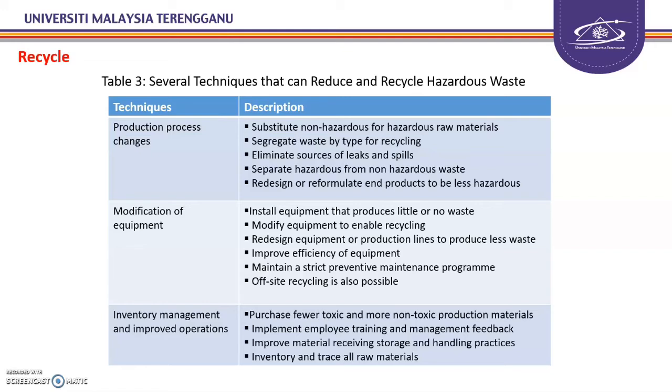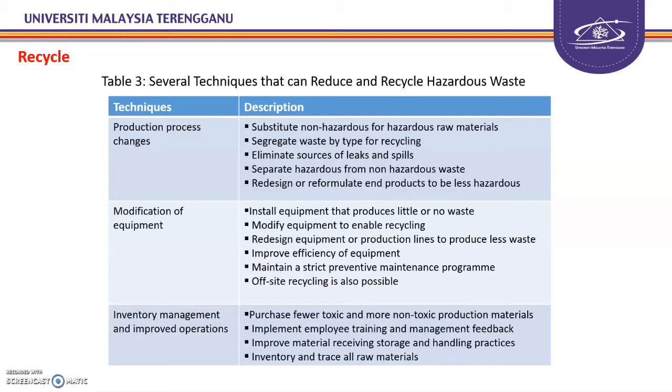Okay, for recycle, there are several techniques that can reduce and recycle the hazardous waste. So the first technique is production process change. The description for this technique is substituting non-hazardous for hazardous raw material. Okay, this is a difficult task, but some industries manage to do this. Segregate waste by type for recycling, eliminate sources of leaks and spills, separate hazardous from non-hazardous waste, and redesign or reformulate the end product to be less hazardous.